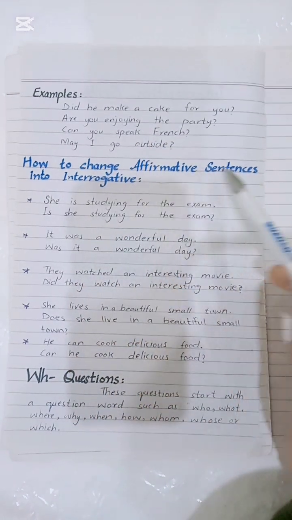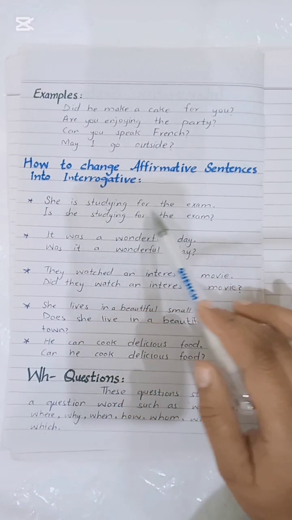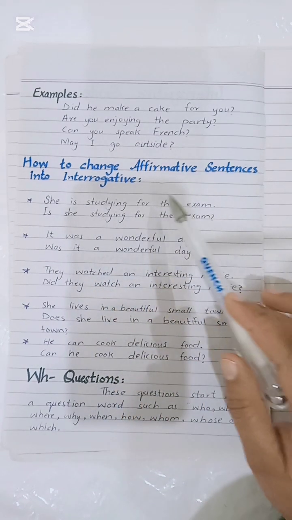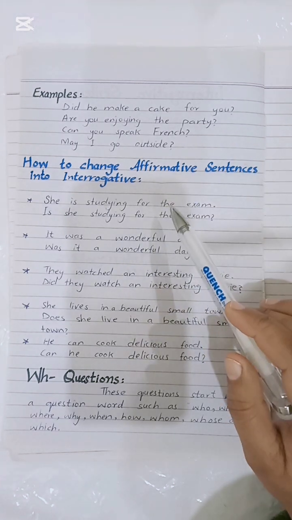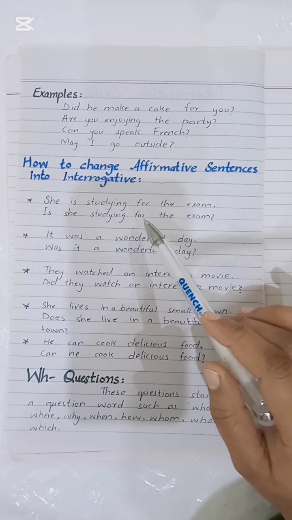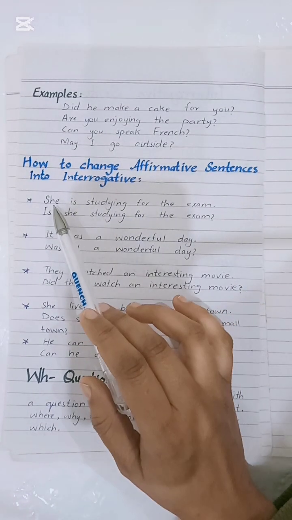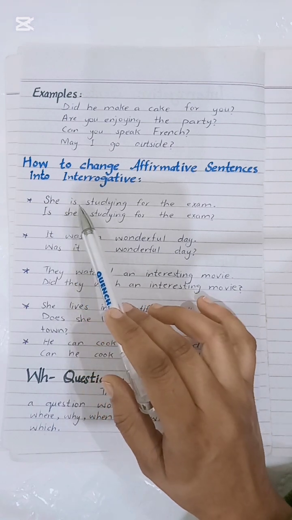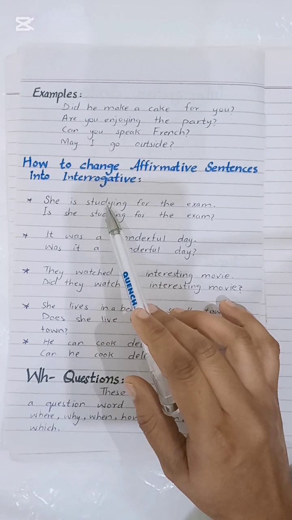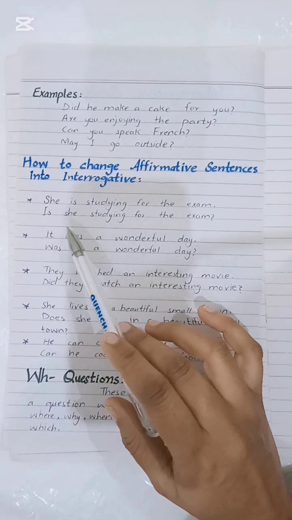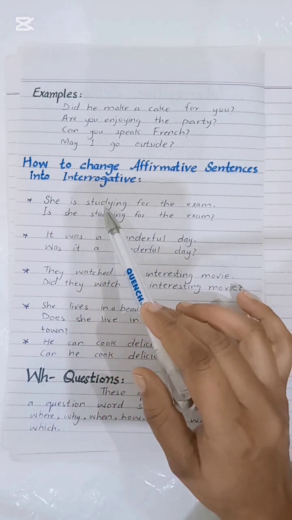How to change affirmative sentences into interrogative? Let's see. She is studying for the exam. This is an affirmative sentence. This is a positive sentence. Let's see how to change it into interrogative by changing the position of its auxiliary verb. In this sentence, you can notice that is is the helping verb while studying is the main verb. We just have to change the position of the helping verb with the subject of the sentence to make it interrogative.